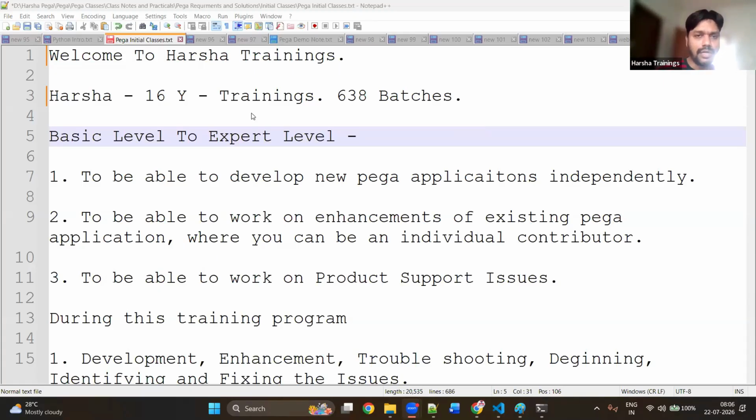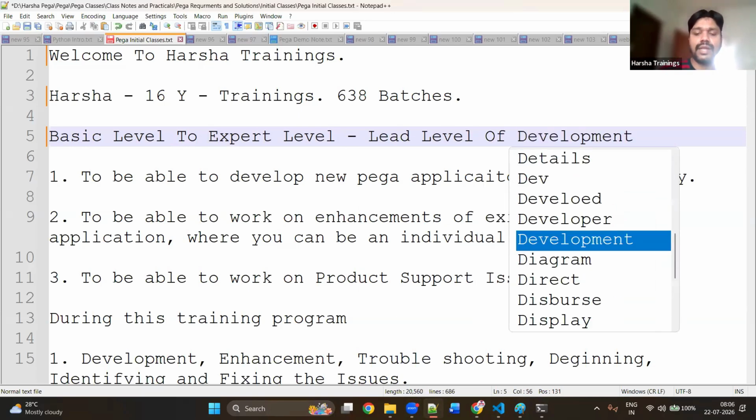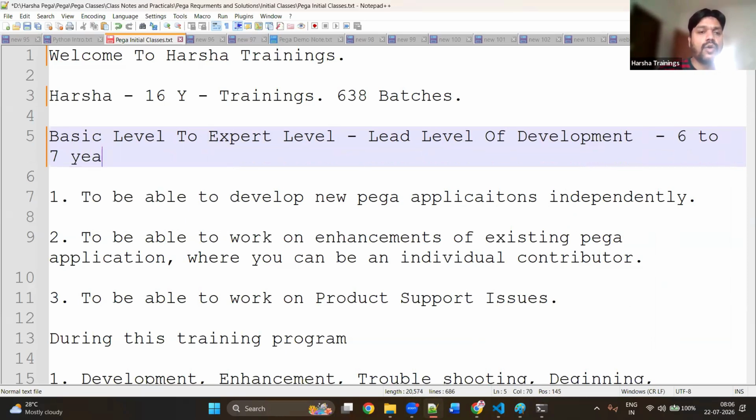So you are going to learn this Pega subject from basic level to expert level. That means from zero to complete advanced level. It will cover lead level of development, to that level. You will be equivalent to a 6 to 7 years experience candidate if you are going to attend this training program.